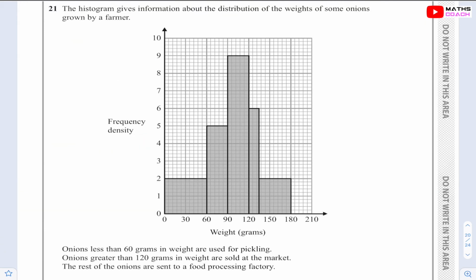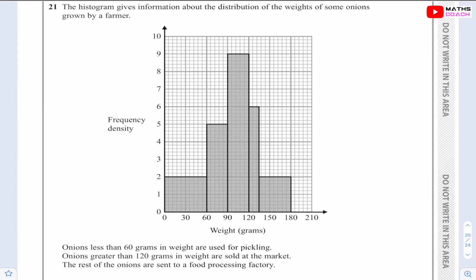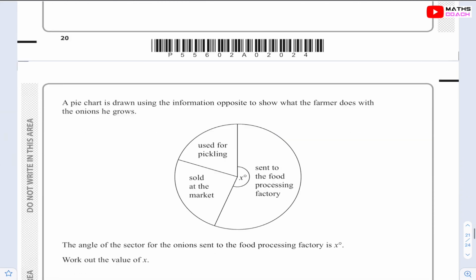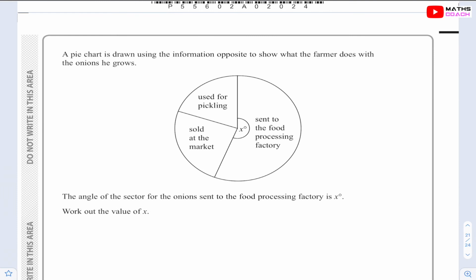Right, question 21, a histogram gives information about the distribution of the weights of some onions grown by a farmer. Onions less than 60 grams in weight are used for pickling. Onions greater than 120 grams in weight are sold at the market. The rest of the onions are sent to a food processing factory. Now, it appears that there is no question to this. However, if you read on, it says a pie chart is drawn using the information opposite. Well, it's not really opposite, it's above there, but it would be if it was on the paper, of course, in your exam.